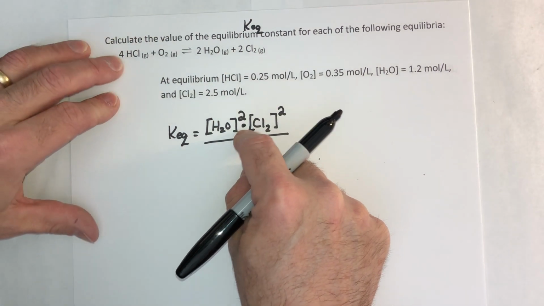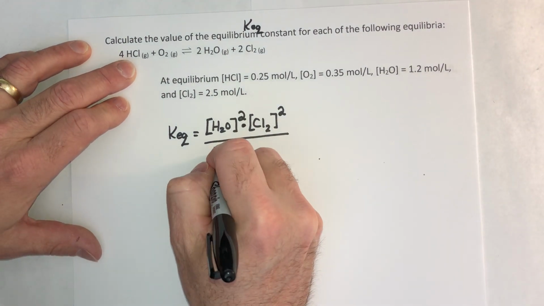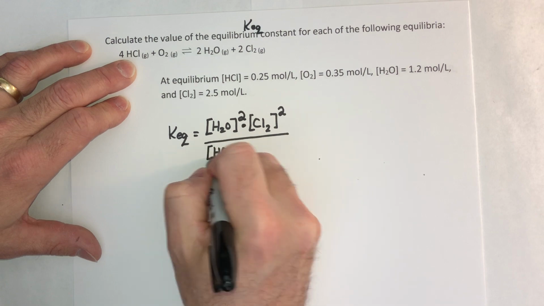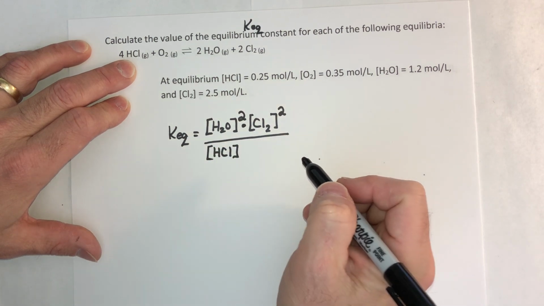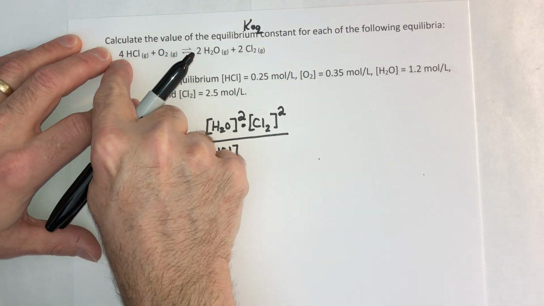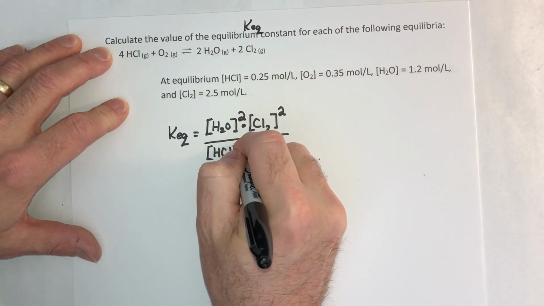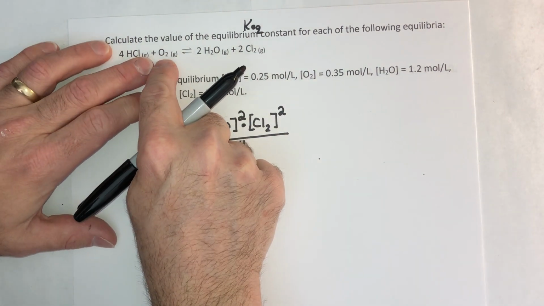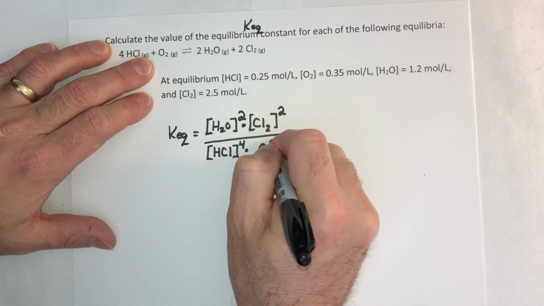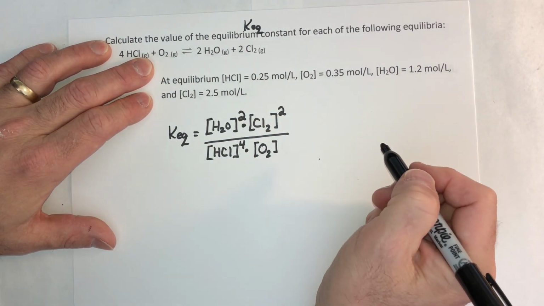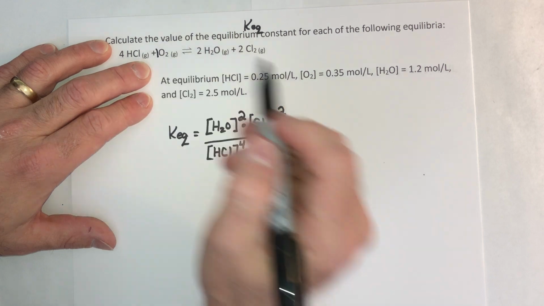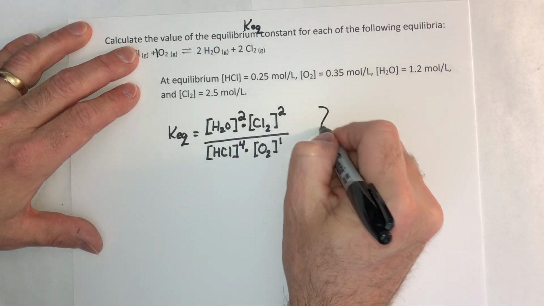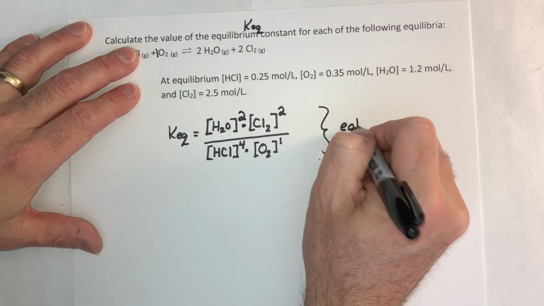If I look down at my denominator, I have HCl as my first reactant. Square brackets give me concentration. Now, in order to balance it, this had a 4. So this is going to be power of 4 times the second reactant, which is O2. Square brackets give me concentration. There was one of them, so it'll be power of 1. This is my equilibrium expression.